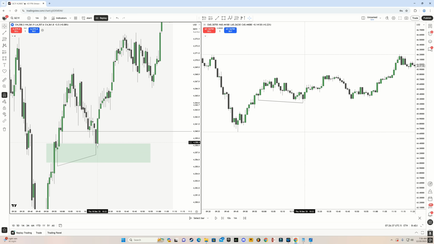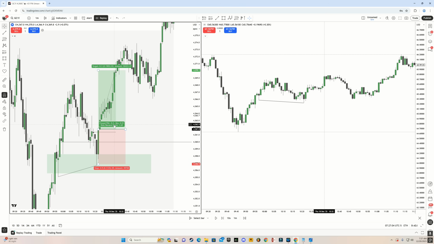But to confirm that SMT, what we need is a change in the state of delivery. So you can see we have consecutive 3 bearish candles. 1, 2, 3. So we need to see price close above the body of the first candle out of all of these 3. And that would confirm change in the state of delivery. Now, if the price is very close near this order block, right? You can take a market order entry and you can put your stop somewhere around here.